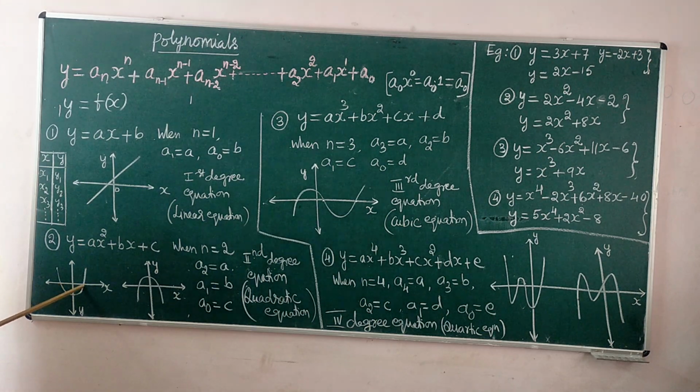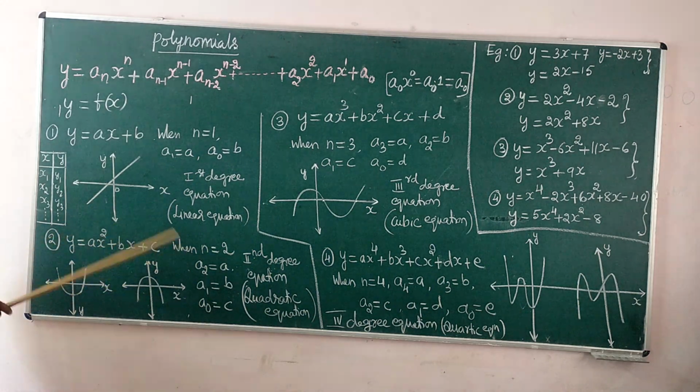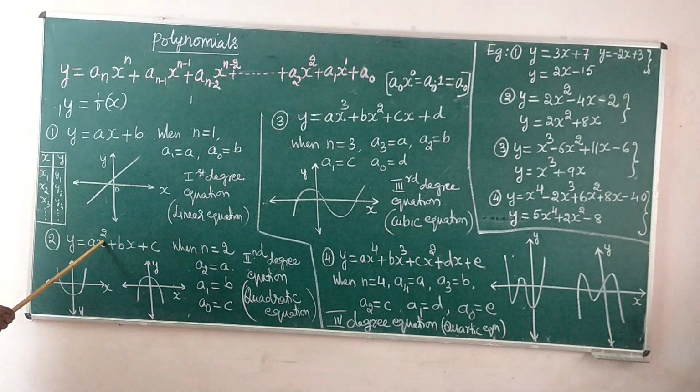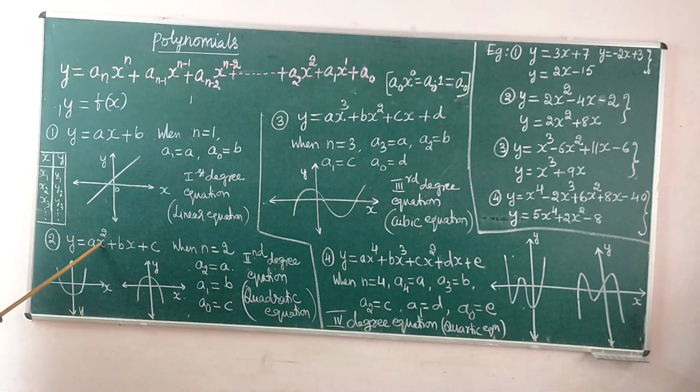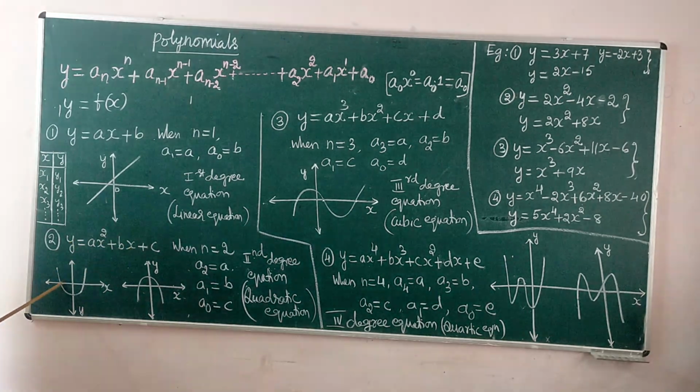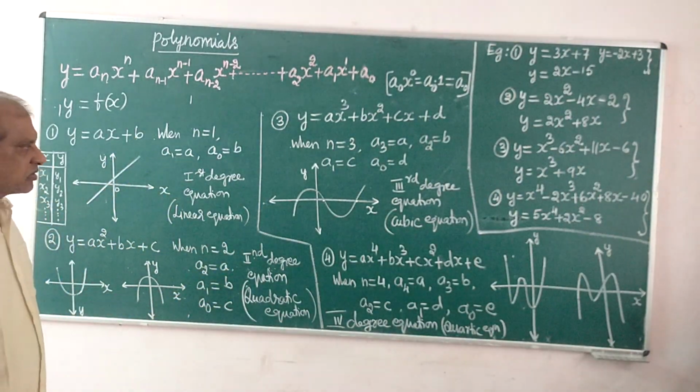These values of x are called the zeros of this polynomial, or roots of this polynomial. How many roots do we expect from a quadratic equation? 2 roots. That is, the possible values of x when y equals 0. From the graph you can directly understand how many roots we have, from the intercepts on either this graph or this graph. That is the meaning of zero of the polynomial, root of the polynomial.